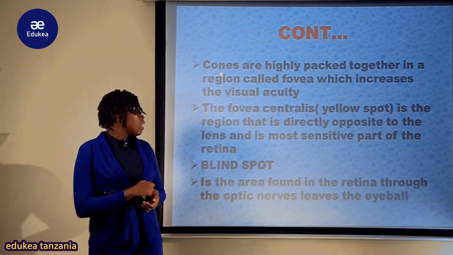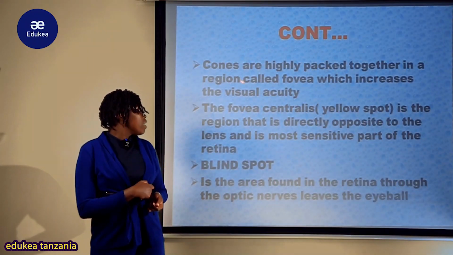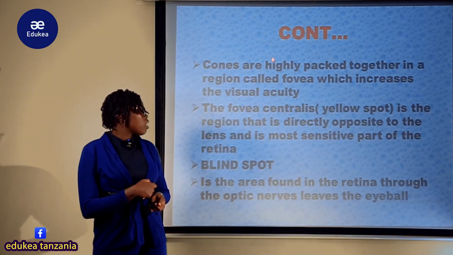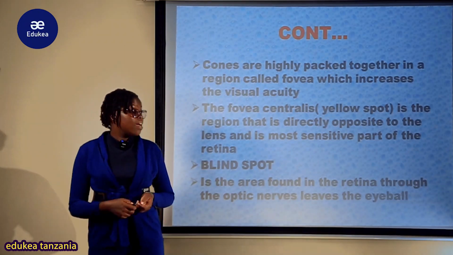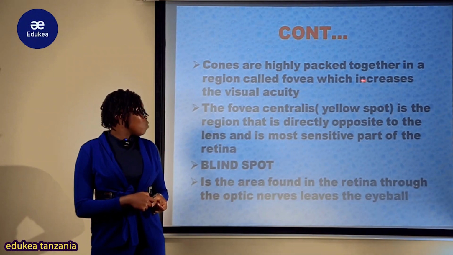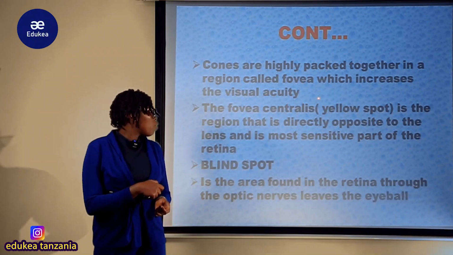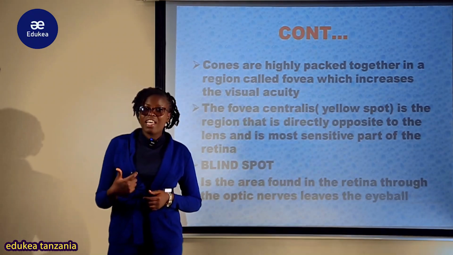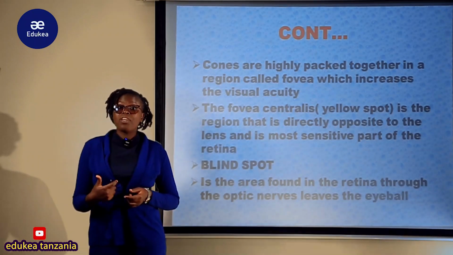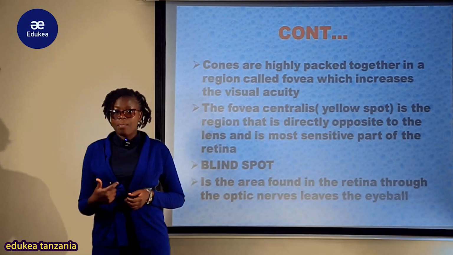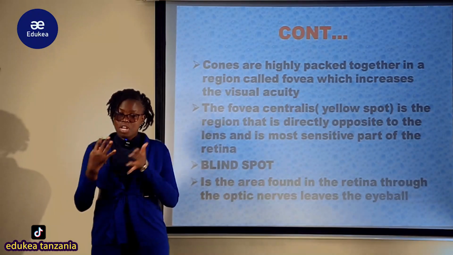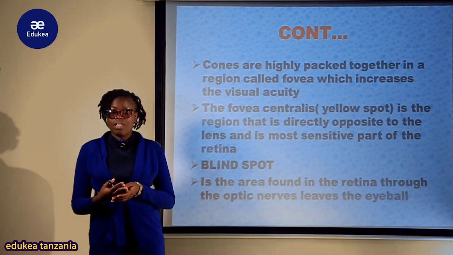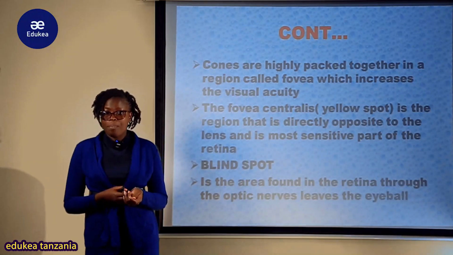So the cones are highly packed together in a region called fovea, which increases the visual acuity. Kwa hiyo cones zenyewe zipo highly packed katika region ambayo inaitwa fovea katika eyes, ambayo kazi yake ni kuongeza ile sharpness of the image or visual acuity, ability to form a sharp image.